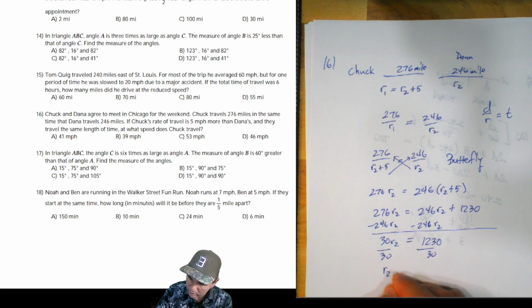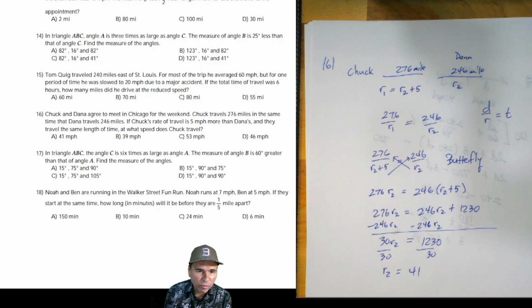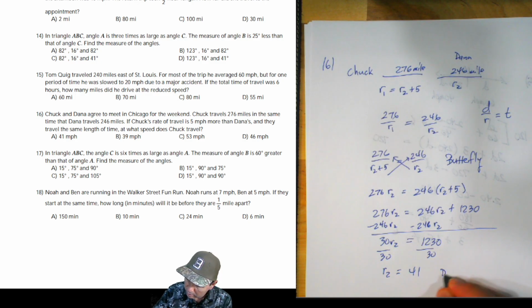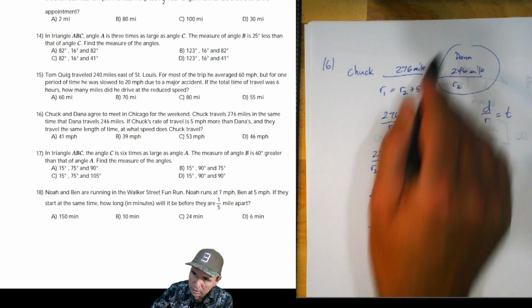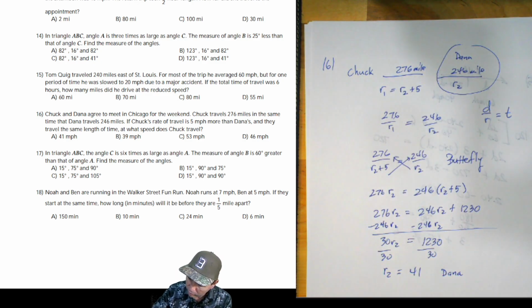So R2 is 41. 41 what? 41 miles per hour. But wait a minute, let's make sure that it's the correct one. Chuck, this is Chuck's, no, this is Dana's speed. And how do I know it's Dana's? Because it's over here, you see? It's Dana's speed, 41 miles per hour.